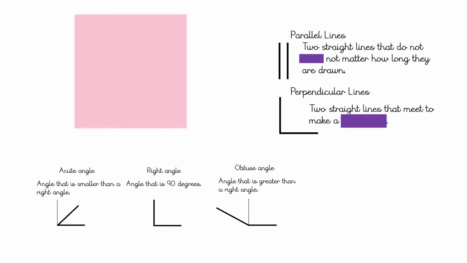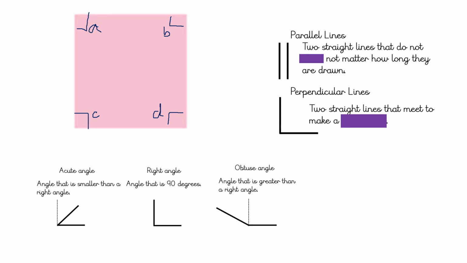Let's have a look at these shapes together and see if we can describe them. I'm going to start with the angles and I'm going to label them to help me describe them. I've got angle A, angle B, angle C and angle D. Do you notice anything about the way that I have labelled these angles? I've used a square because all 4 angles are right angles.